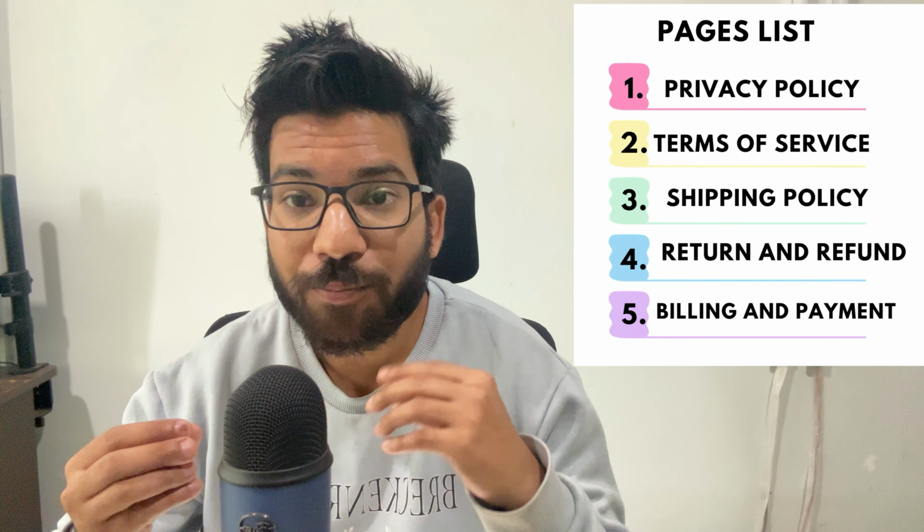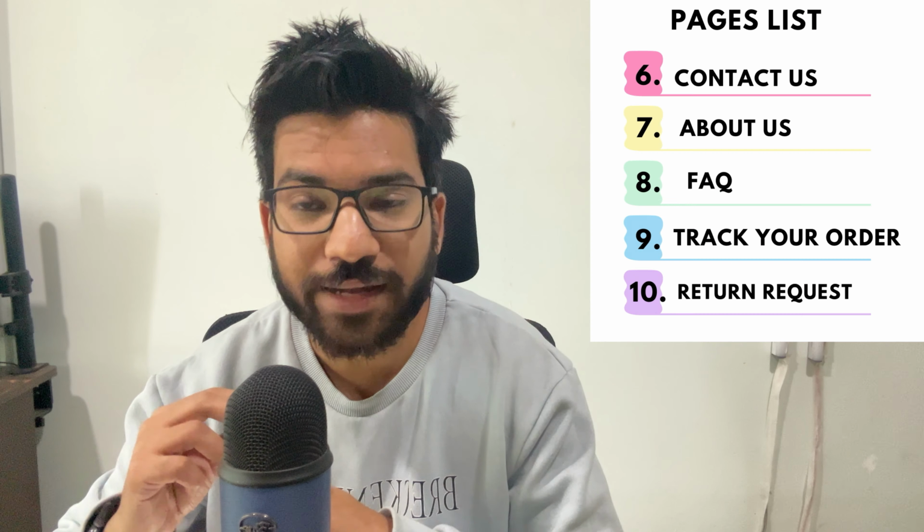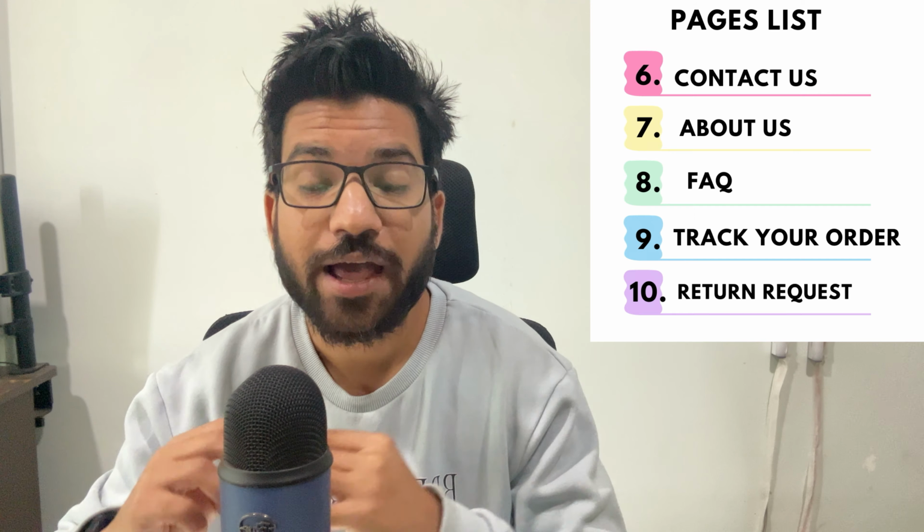First of all, let's understand what the important pages are that we must have on our website, and this is the list, and we need to make all of these pages comply with Google Ads policy and terms of service. For policy pages we need privacy policy, terms of service, billing and payment, shipping policy, and return and refund. We also need some other pages like contact us, about us, FAQ page, order tracking page, and we can also add a return and refund page so customers can directly request a return. So these are the important pages that we need to have on our website.